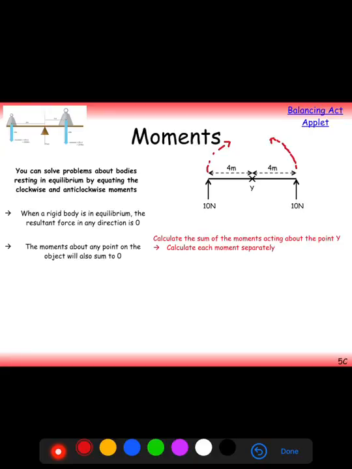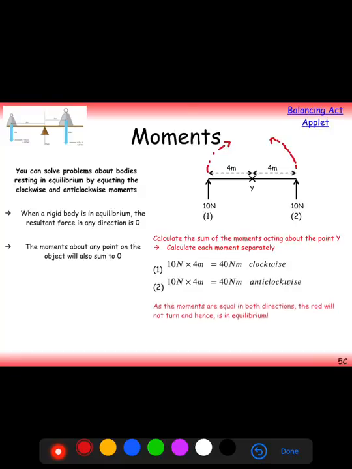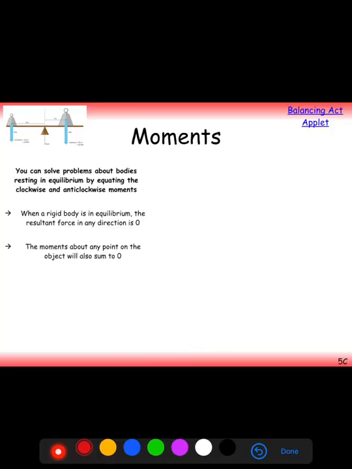We will start with each moment separately. The first one, which is 10 Newton, and the moment will be 10 times 4, which is 40 Newton meter clockwise. While the second one, it's as well 10 times 4 equal 40, but in an anti-clockwise direction. As the moments are equal in both directions, the rod will not turn, and hence it will be in equilibrium. And as the rod is fixed at y, it will not be lifted up by the forces either.